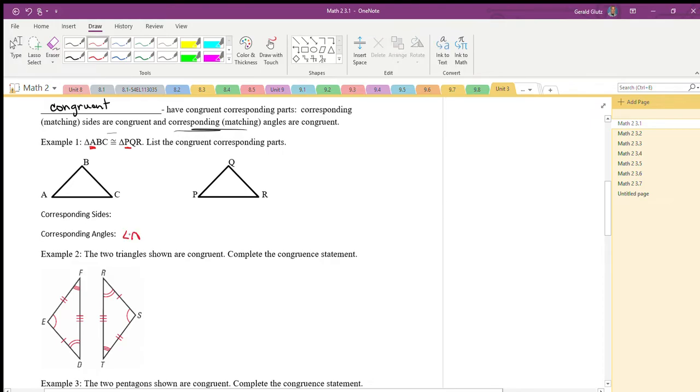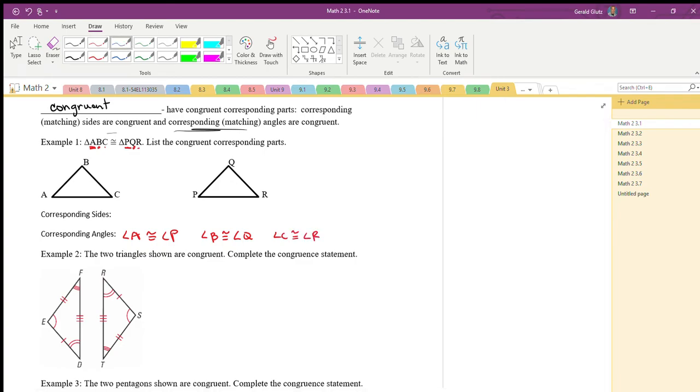So that means angle A has to be congruent to angle P. And then the second letter, B and Q. So that means angle B has to be congruent to angle Q. And then finally third, angle C has to be congruent to angle R.